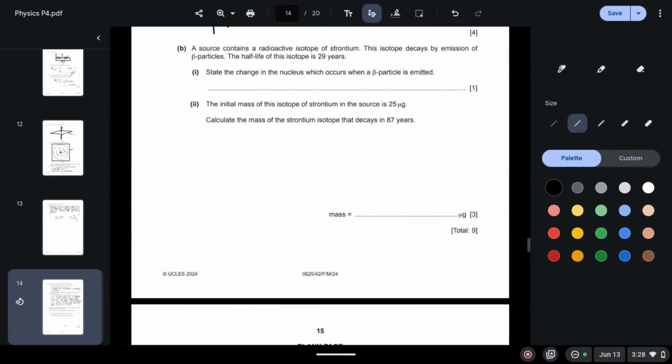Part B. A source contains a radioactive isotope of strontium. This isotope decays by emission of beta particles. The half-life of this isotope is 29 years. State the change in the nucleus which occurs when the beta particle is emitted. So a beta particle is of this nature. So we can see that a neutron is replaced by a proton.